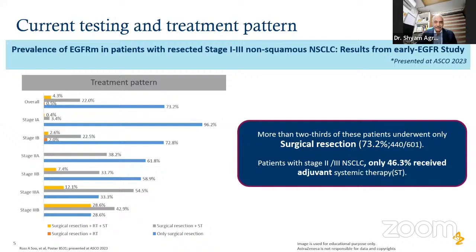We have another observation that more than two-thirds of the patients underwent only surgical resection. This blue line is only for surgical resections, and the yellow and orange is for the combination of radiotherapy or some kind of chemotherapy along with the surgery. But if we see the percentage of these patients in stage 2 and 3, only 46% received adjuvant therapy.